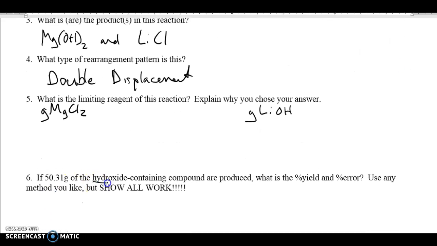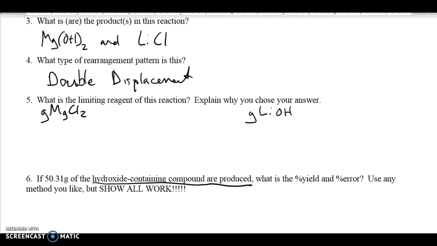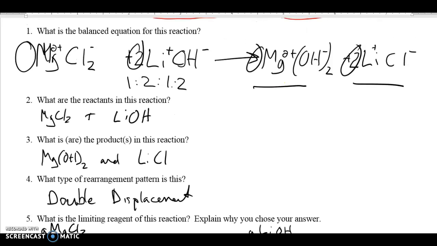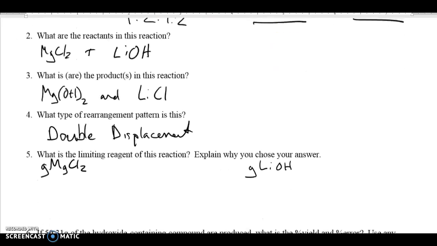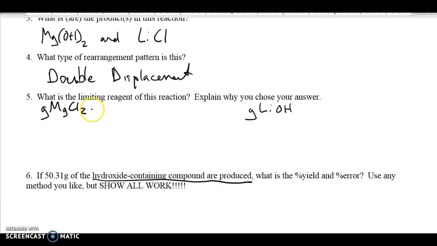Let's keep reading the problem to see which one matters. Here it says hydroxide containing compound are produced. So let's look for the product that contains hydroxide. That's magnesium hydroxide. So ultimately we're going to try to find that. We're going to go from grams of magnesium chloride to grams of magnesium hydroxide. We're going to go from grams of lithium hydroxide also to grams of magnesium hydroxide. Notice they're both the same products of what we're trying to go to right now. Can't do it in one step unless you use mass-mass ratios. I'll put a video up for that.